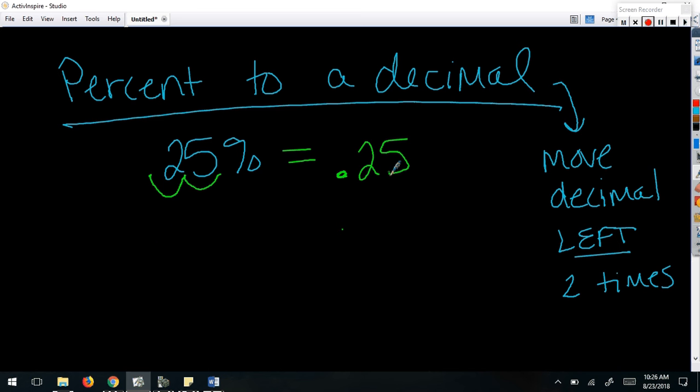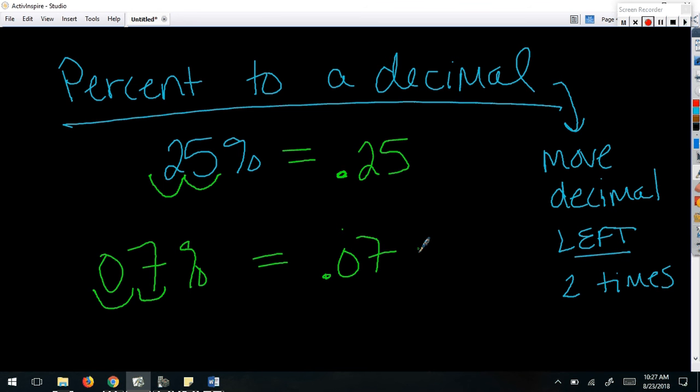So what if it's 7%? Always twice. Yes. I would move it once. Uh-oh, there's nothing there, girls. So I have to put a 0 here to hold the place. Always twice. Because 0.7, if you just wrote 0.7, that would be 70%, not 7%.